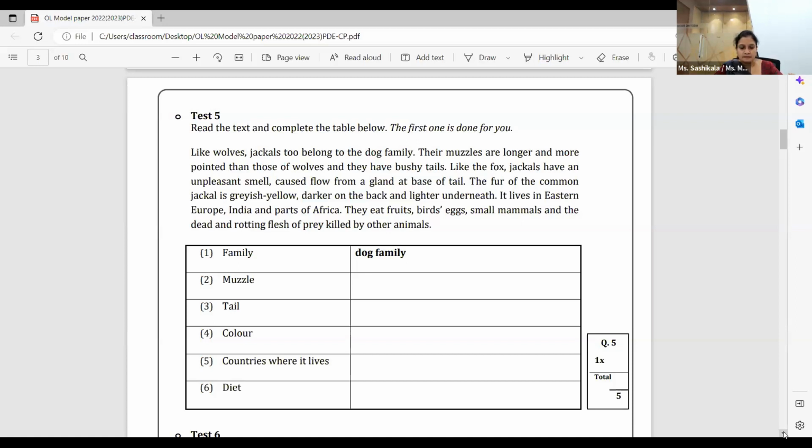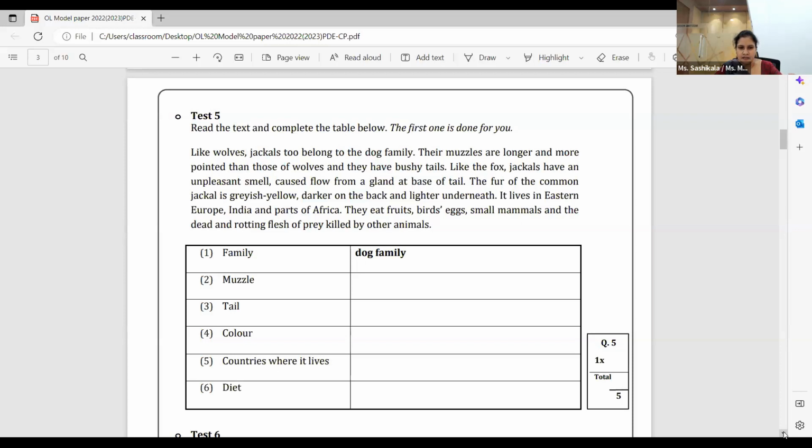Number 5, countries where it lives. So you can find these words in the passage. It appears in the 4th and 5th line in the passage. So the answer should be, it lives in Eastern Europe, India, and parts of Africa.